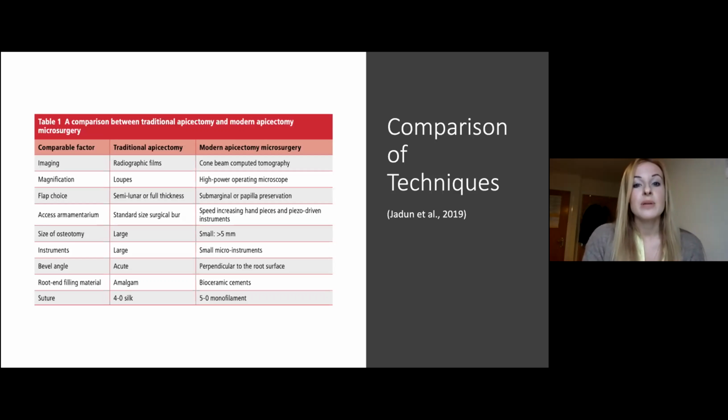Speed increasing hand pieces are also required, and the size of the osteotomy is aimed to be kept quite small to minimise post-op complications. Instruments are much smaller, and the actual angle of the root end surgery is perpendicular to the root surface, whereas otherwise it was previously at a bevel. And as I said before, bioceramic cements have now superseded that of amalgam. In terms of closure, monofilament suture is preferred of a small diameter.